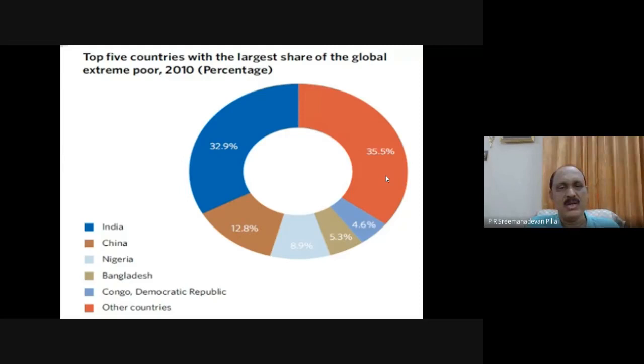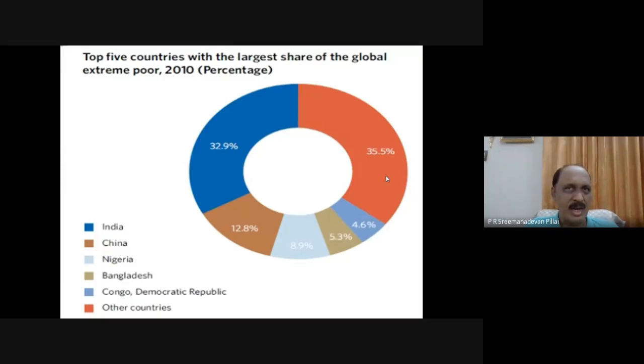The first goal is to eradicate poverty. We are going to discuss that in detail. See, the countries which have the largest number of poor people. Many people used to tell that the poor people are more in India. No, right now it is China. This is data of 2010, but it has not changed much even now. The change is only 1%. That means even now China has the largest share of global extreme poor people.